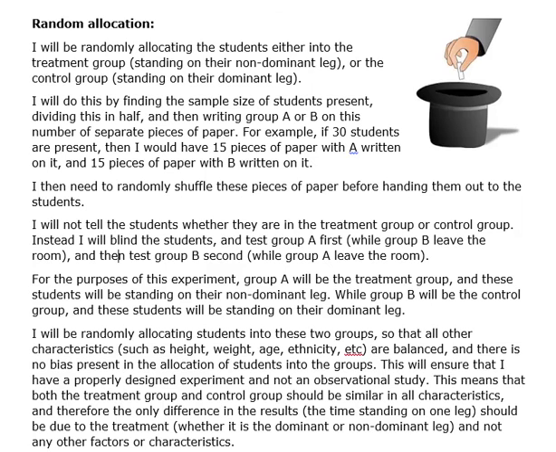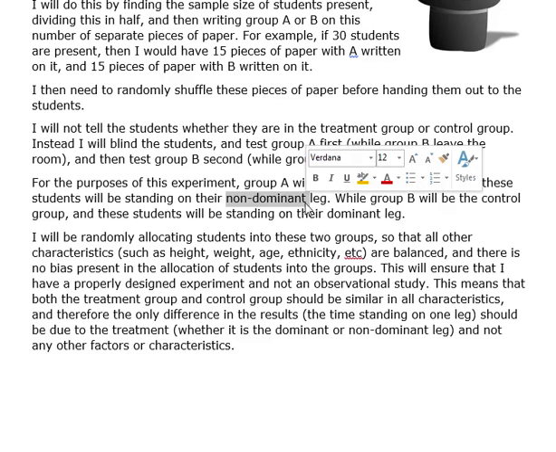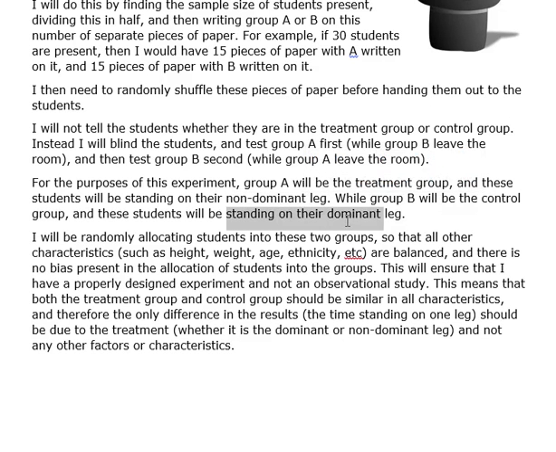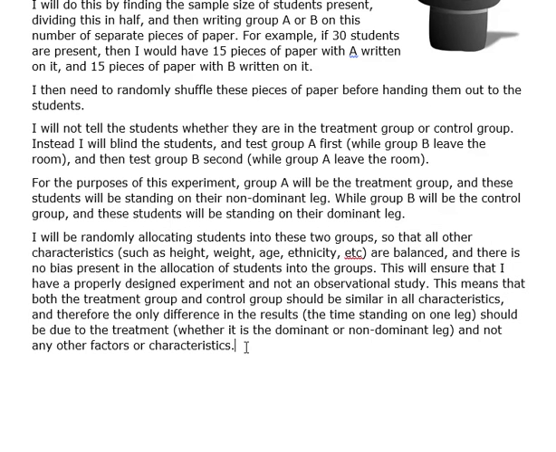So for the purposes of this experiment, I'm going to make group A the treatment, and they will be standing on their non-dominant leg. Group B will be the control group, and I'll have them standing on their dominant leg. And then I'm explaining why I'm doing this, and this is good for our merit. I'm randomly allocating them because, and I'm giving an explanation of why I do that.